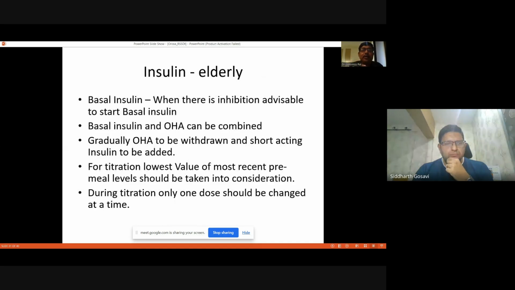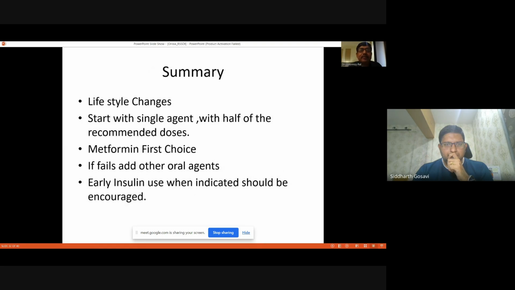Basal insulin, how do we start? Start usually with basal insulin, and basal insulin can be combined with OHA. Gradually, you can withdraw the OHA and add short-acting insulin. But the best is to prevent the issue of hypoglycemia. Start with a lower dose, gradually uptitrate, and regularly monitor the blood sugar. Preferably, self-monitoring of blood glucose is the best in the case of the elderly.